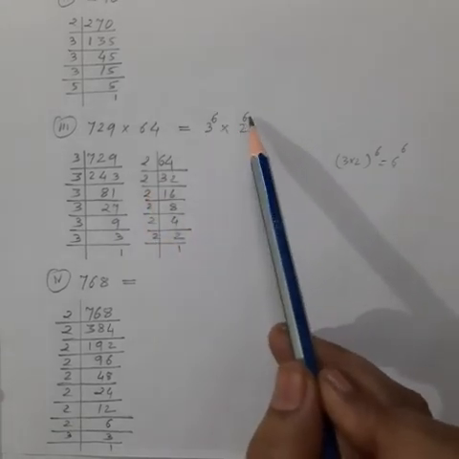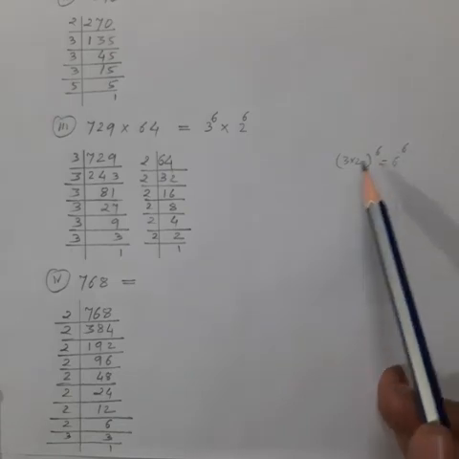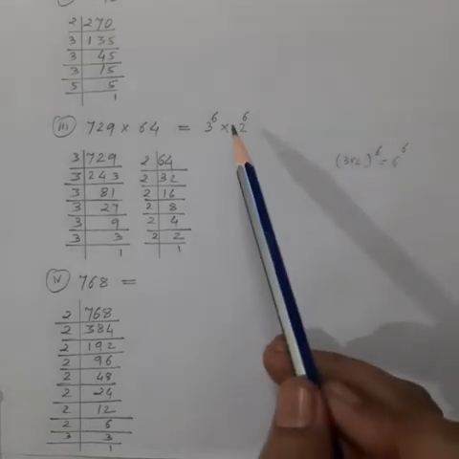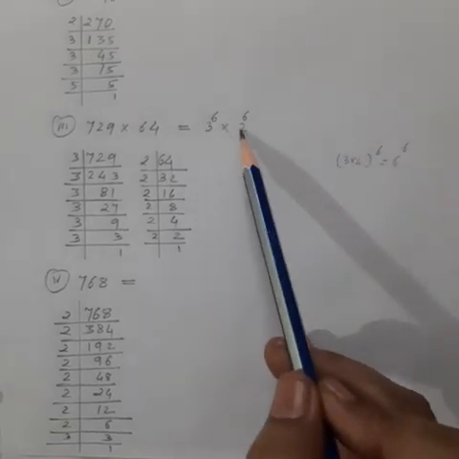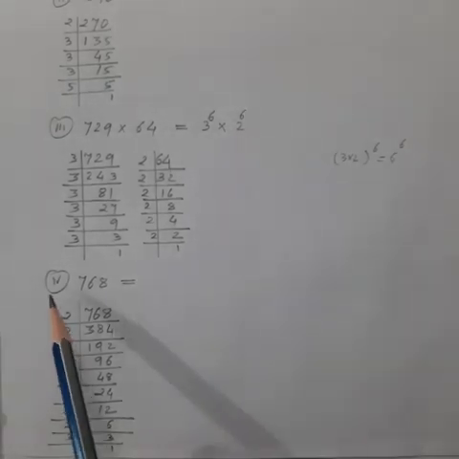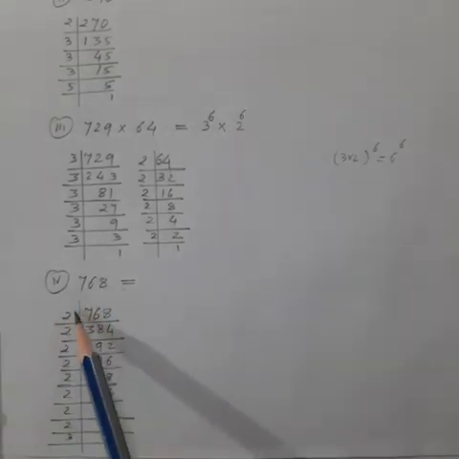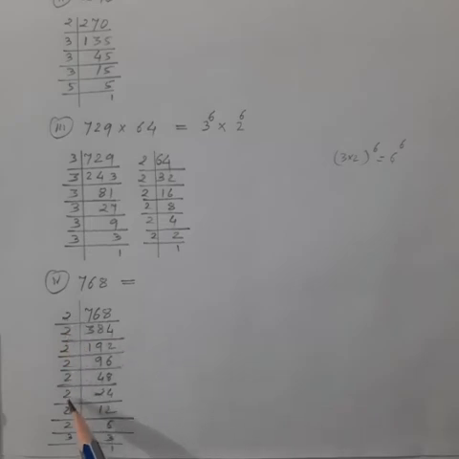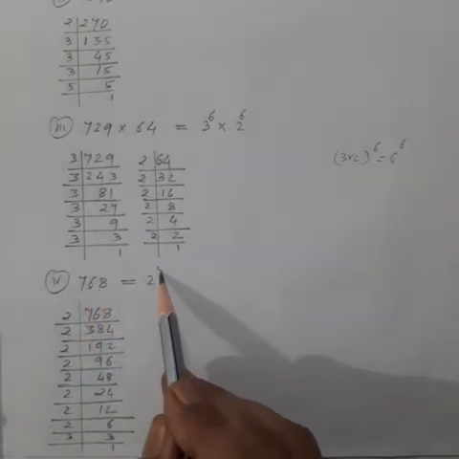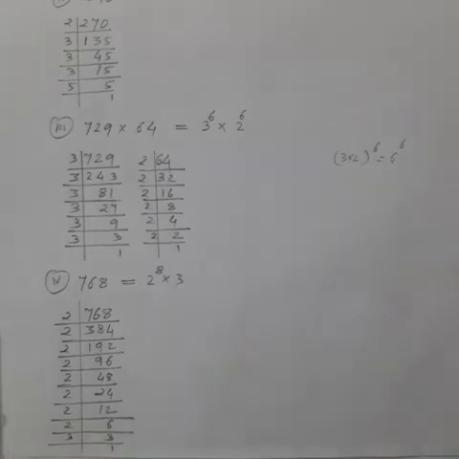Here powers are same. We can take powers common, but the base will also become 6 here. But the answer wanted as the product of prime factors in exponential form. So this is the answer. 4. 768. Find out the prime factorization of 768. In this prime factorization, 2 is repeatedly multiplied by itself 8 times and 3 is 1 time. So 768 we can write as 2 raised to the power 8 into 3.